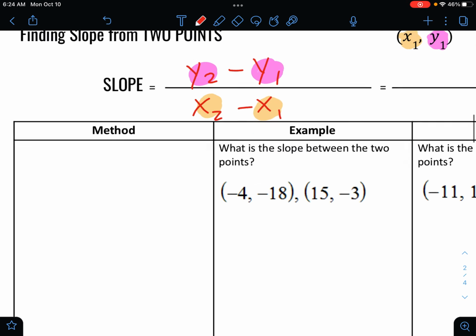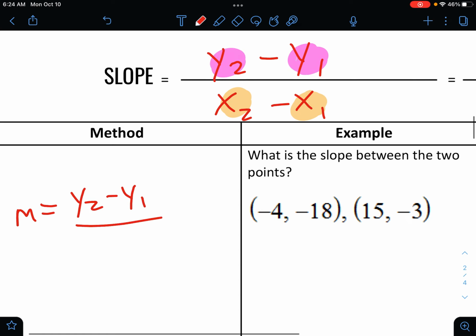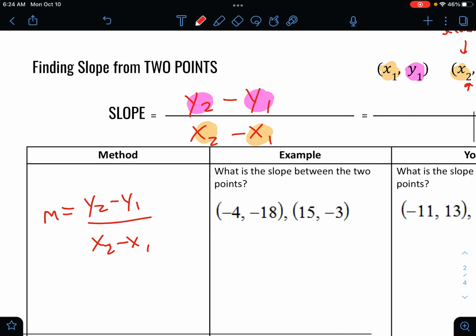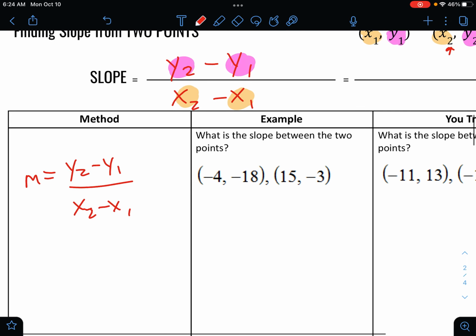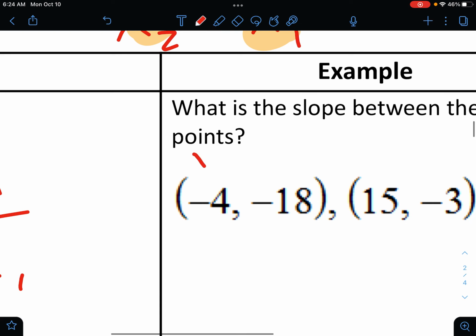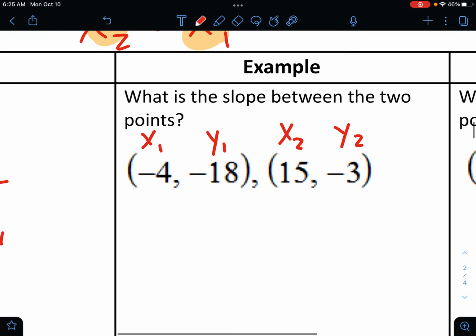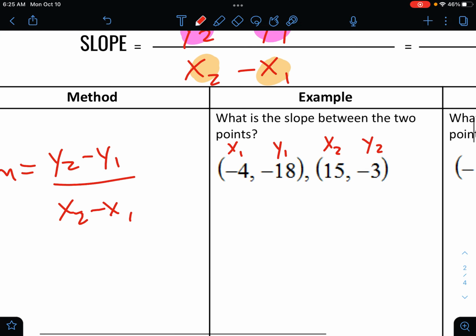So again, m, let's get used to writing it down. M, the slope, equals y2 minus y1 over x2 minus x1. Now we have to be careful because we've got some negatives in here, but that's all right. So we're going to go ahead and label these. You've got your first x value, your first y value. Make sure you have nice, neat handwriting so you can read your own handwriting when you're putting these down. Sometimes your x's and y's can look the same, right?